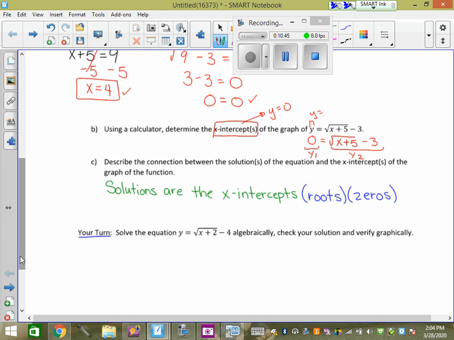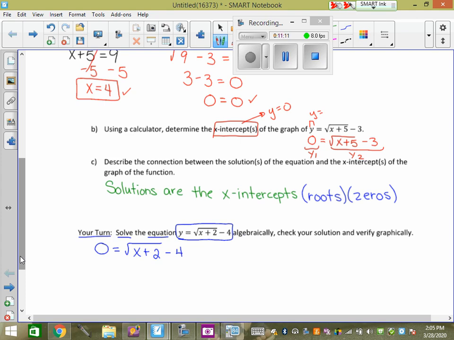I'm going to keep going. So solve the equation, this, algebraically. So if we want us to solve it, y is going to equal 0. So we're going to go 0 equals square root x plus 2 minus 4. Algebraically, check your solution, verify graphically. So, like I said, you would turn this off and you try it yourself now.